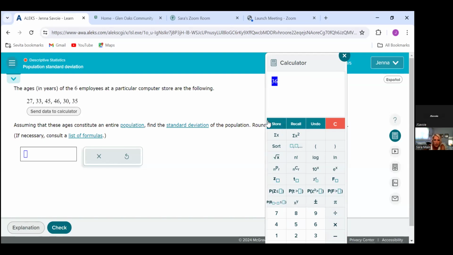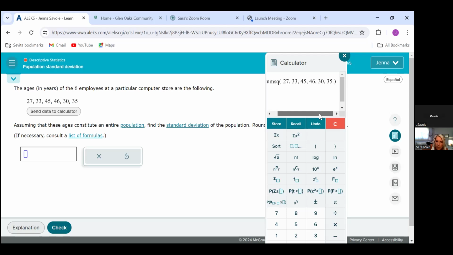Now we have to find the standard deviation. We have to take and find the difference between each of your data values and that mean of 36 and square it and sum it. So what we want to do is go ahead and hit send data or clear out the 36, and then hit send data to calculator. Yep. And then go ahead and hit sum squares. Hit the sum squares, the button next to it. That one. Yeah, let's see what it does.